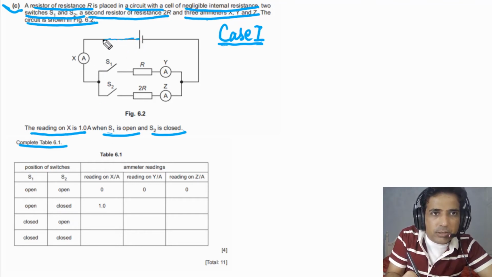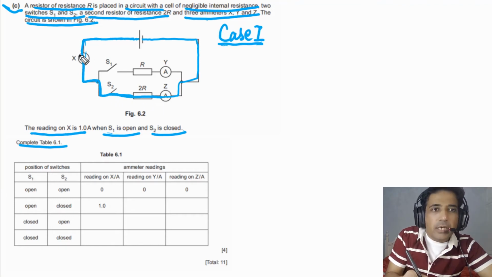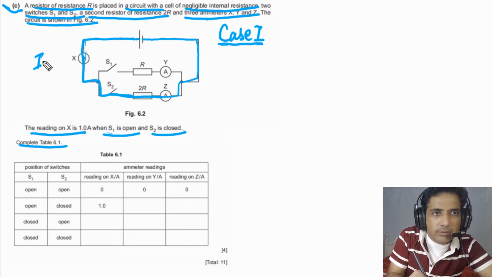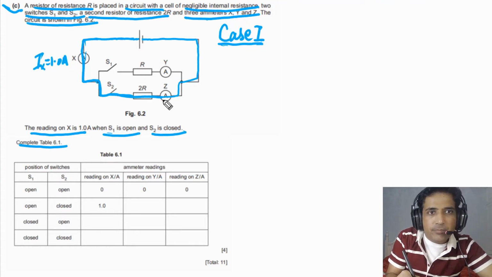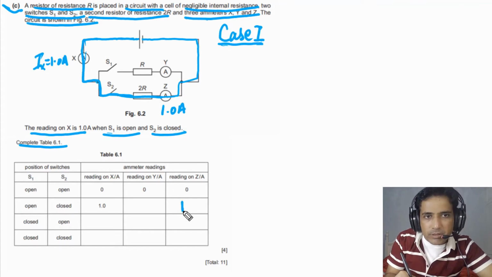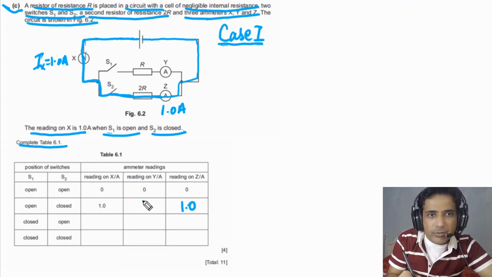So let's sketch our circuit. S2 is closed, so this is what you will see. We can also draw this solid line. So this one is our circuit. If the current passing through X is equal to 1.0 amps, then the current passing through ammeter Z also has to be equal to 1.0 amps because they are connected in series. So the current passing through ammeter Z is equal to 1.0. But the current passing through ammeter Y has to be equal to 0 because no current will flow this way, because this switch is open. So this is case 1.